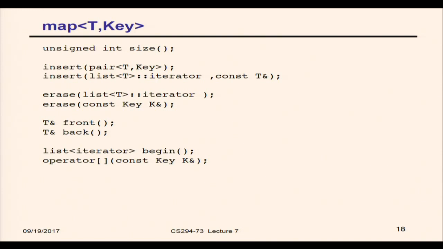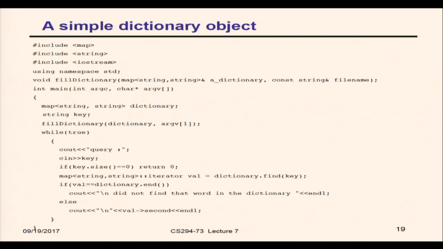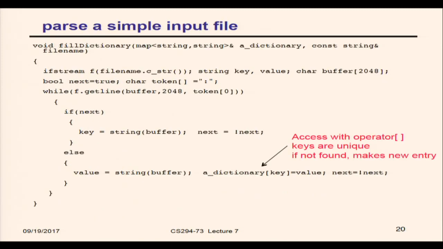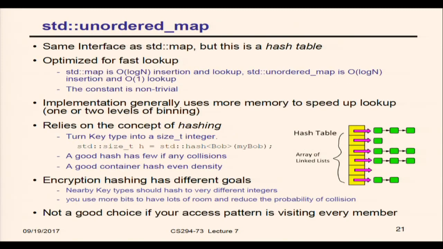We have an indexing operator, and it's just like the int indexing operator, except you index with a key value. There's a simple dictionary object that I will just skip here, and I have a better example that's more attuned to scientific applications that I'll do here at the very end. There's another version of map, which is unordered map. It has the same interface as map, but it doesn't have any ordering.